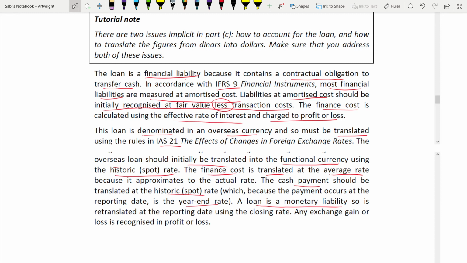So it is retranslated at the reporting date using the closing rate. Remember, retranslated. We are saying the translation part is over. But at the reporting date, when you have to retranslate, closing rate, because it's a monetary liability. All monetary assets and liabilities, monetary assets also closing rate. In fact, I think most of the items in the statement of financial position are at closing rate, the monetary items. And any exchange gain or loss is recognized in profit and loss. Don't forget about the exchange gain or loss, because when you're translating, you'll be incurring some exchange gain or loss, which goes in profit and loss.